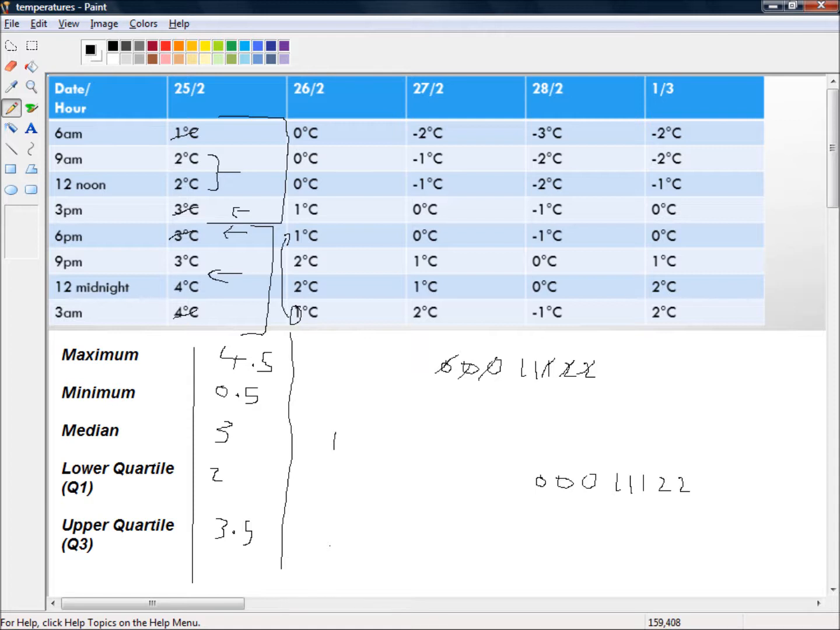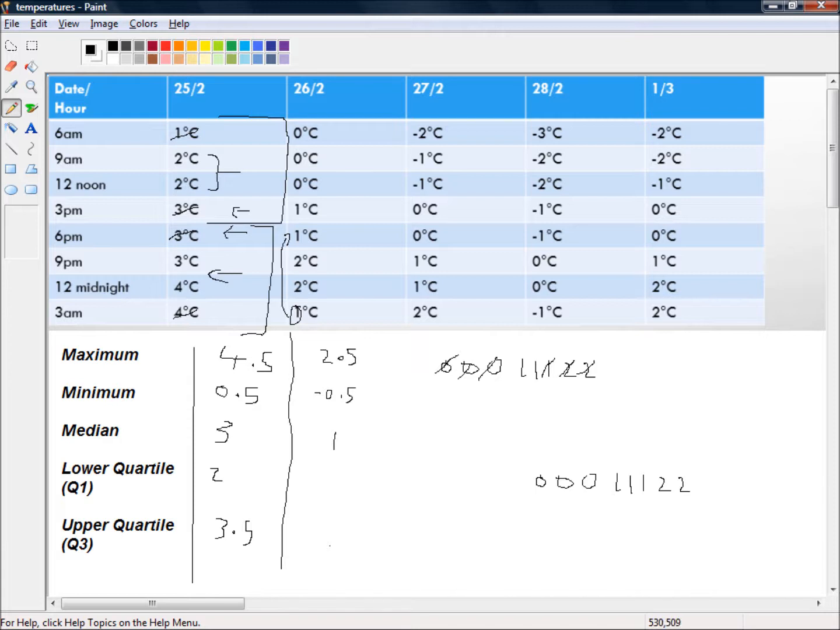Oh, I forgot to look at our maximum and minimum. So our maximum is 2 degrees C, so the largest number that will round down to 2 is 2.5. And the smallest number that will round up to 0 is negative 0.5. So we've got our median, which is 1.